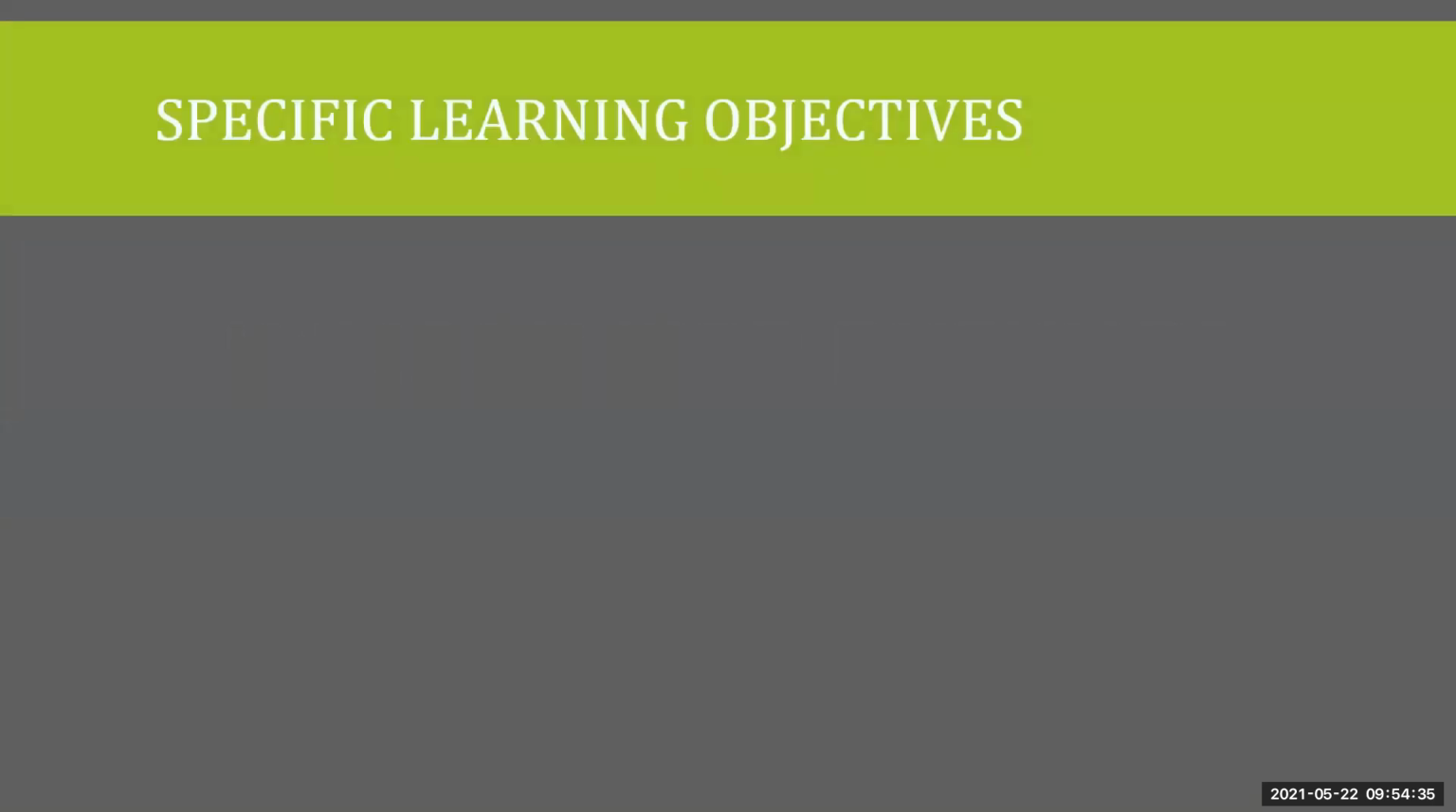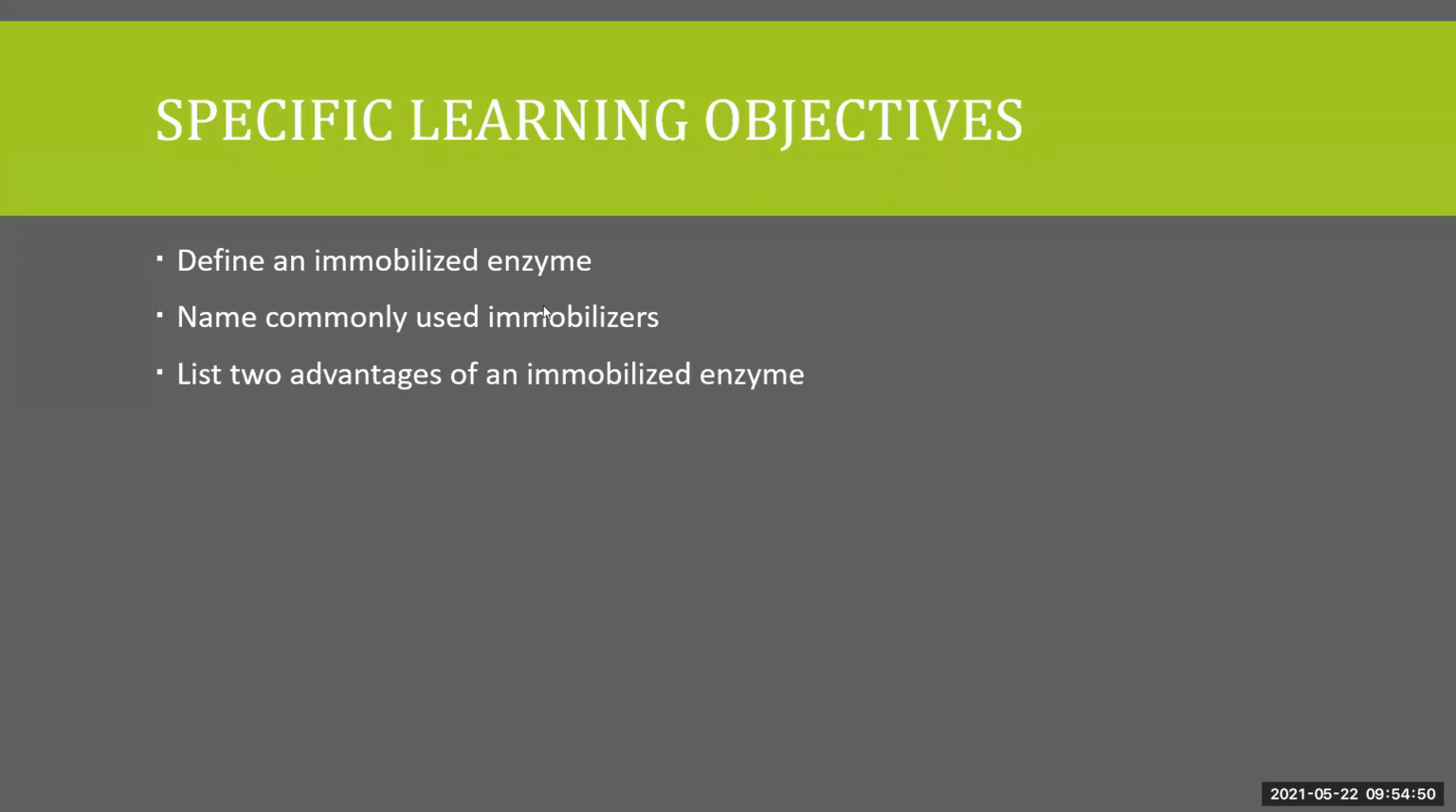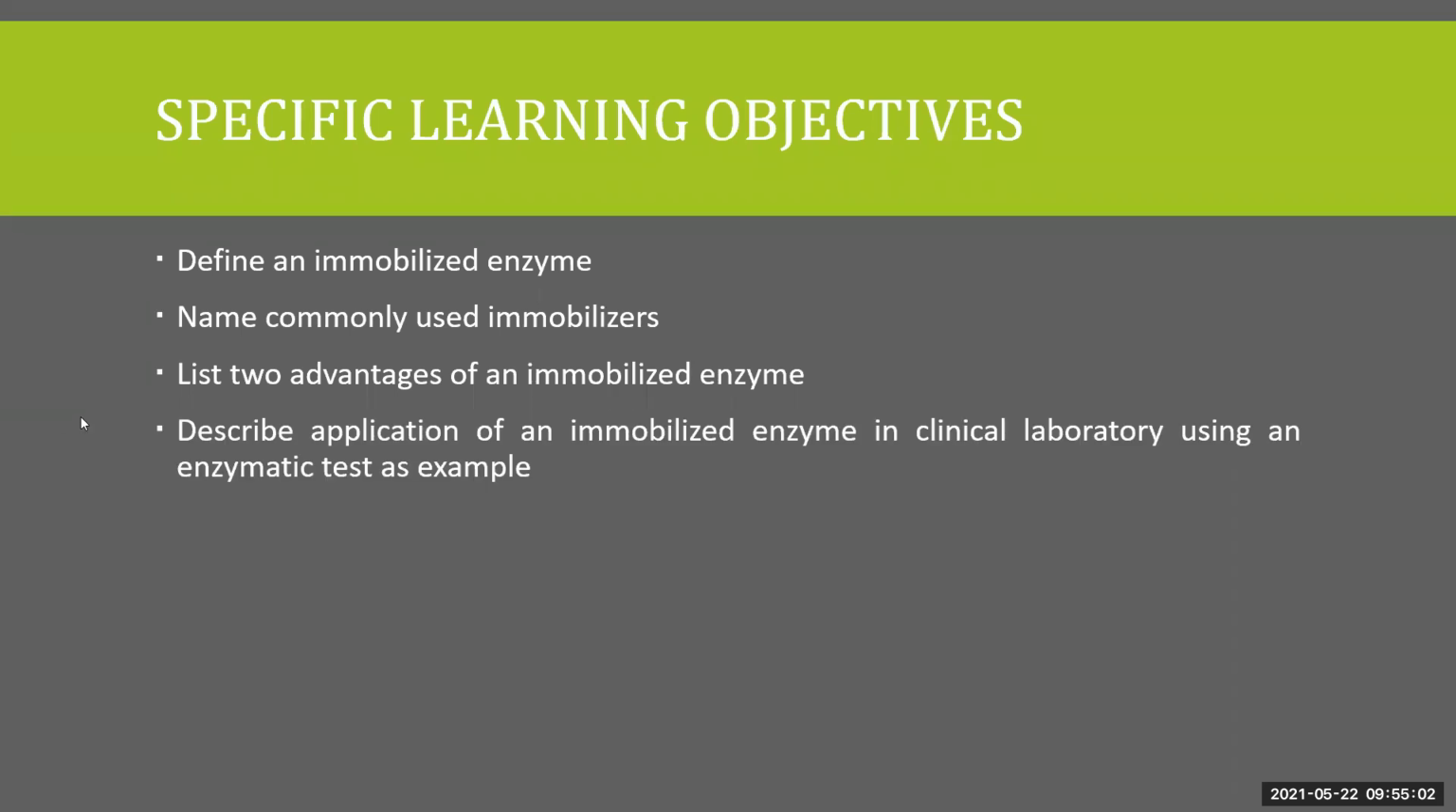Okay, so in this session, we are supposed to be able to define what an immobilized enzyme is, name some of the commonly used immobilizers that we see in the clinical laboratory. We should be able to list two advantages of an immobilized enzyme over a non-immobilized enzyme, and you should be able to describe the application of this immobilized enzyme in the clinical laboratory, using any enzymatic test as an example where we are applying immobilized enzymes, right?